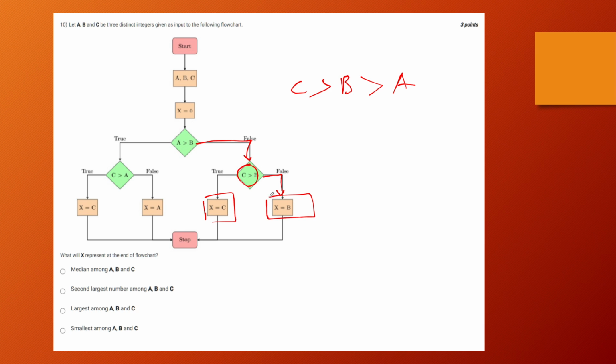So in all the cases that we have seen in this flowchart, x takes the value of the greatest among the three integers at the end of execution. So the question is, what will x represent at the end of the flowchart? Well, it would take the largest among A, B and C. So that is the correct answer to question 10. The correct answer is option number 3, which reads x would take the largest among A, B and C.